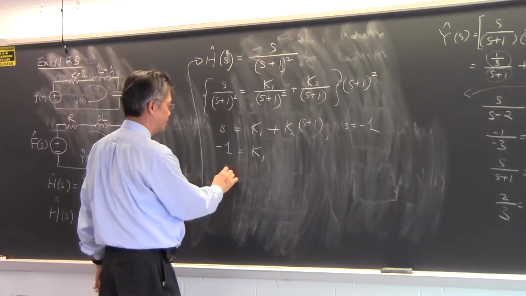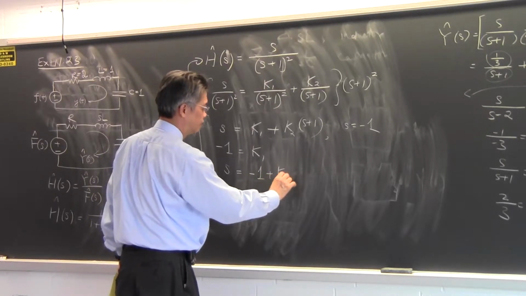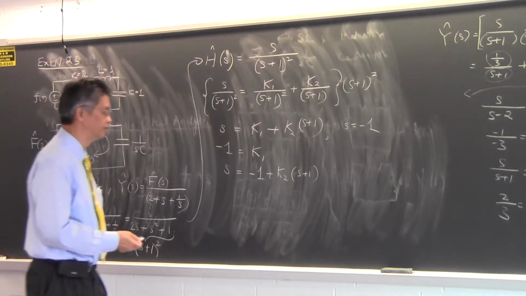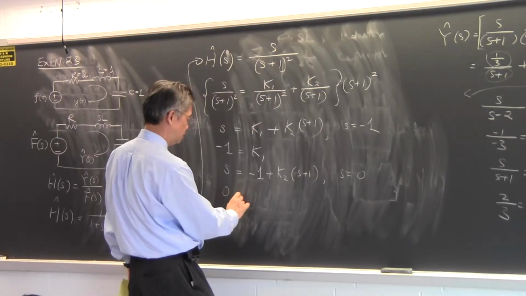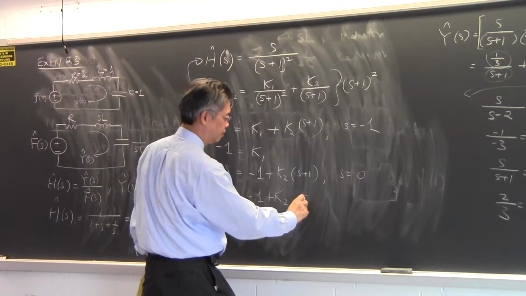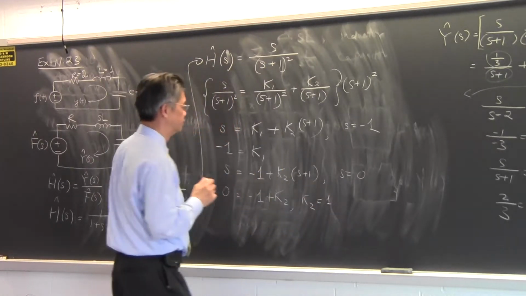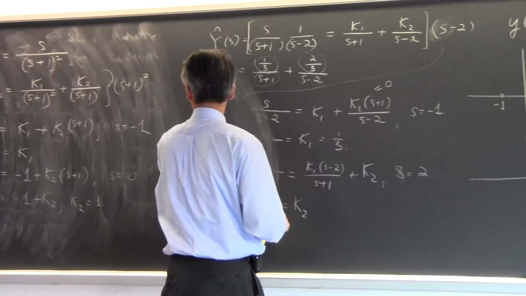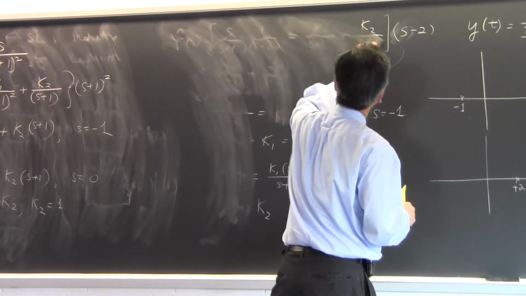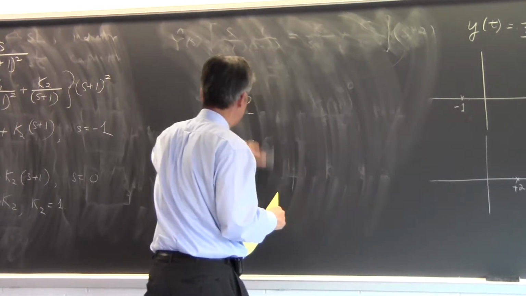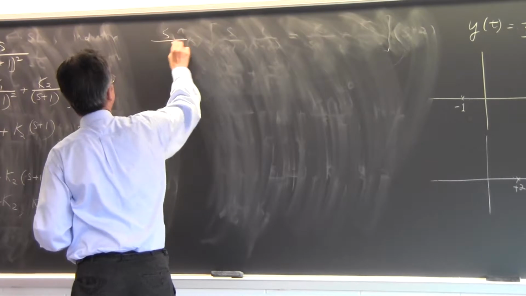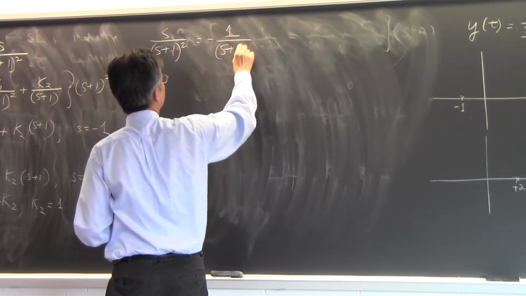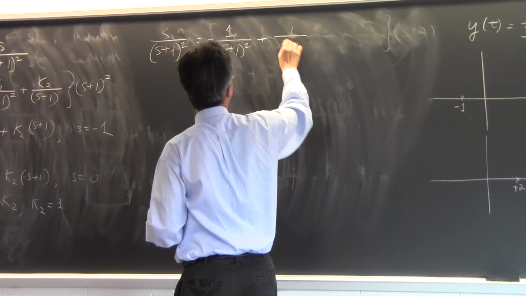In order to find k2, actually I can set s to anything. s is equal to minus 1 plus k2 times s plus 1. You can set s to 0. I get minus 1 is equal to k2, or k2 is equal to 1. So I get k1 to be minus 1, k2 to be 1. In order to find k2, you can set s to anything that you wish, and you always pick the simplest value, which is to set s to 0 to make the equation the simplest. So I have this partial fraction expansion being equal to minus 1 over s plus 1 squared plus 1 over s plus 1.